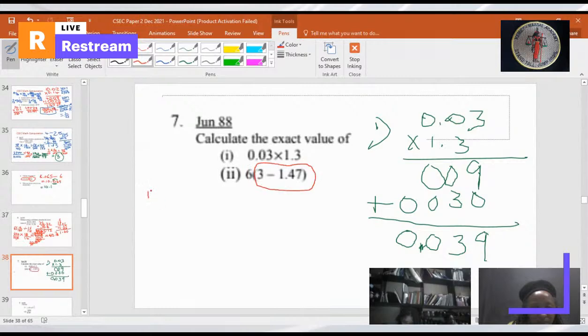So for I, 3 minus 1.47. And what do we do up the top to balance it off? We have to put in our decimal and zeros because we're subtracting.